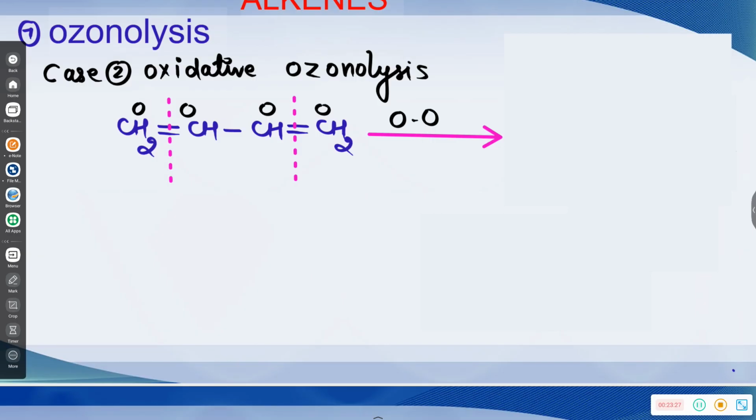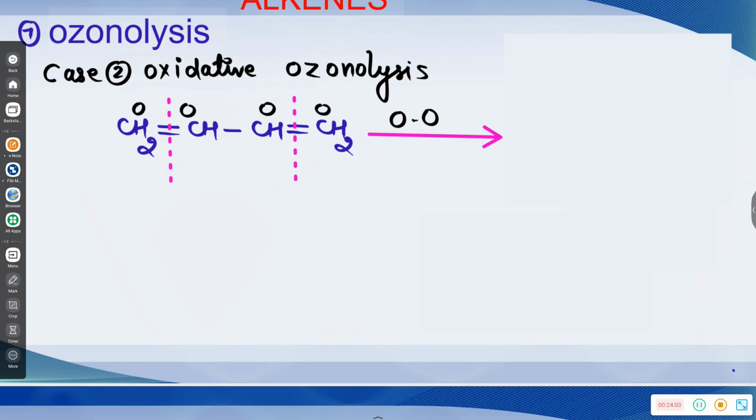Oxidative ozonolysis, what will form? What is that acid name? Now, normal reductive ozonolysis, what will form then? How many? Yes, sir. Now, formaldehyde becomes what? Oxidative ozonolysis: CO2, H2O. How many will form now? 2CO2, 2H2O. Completed.